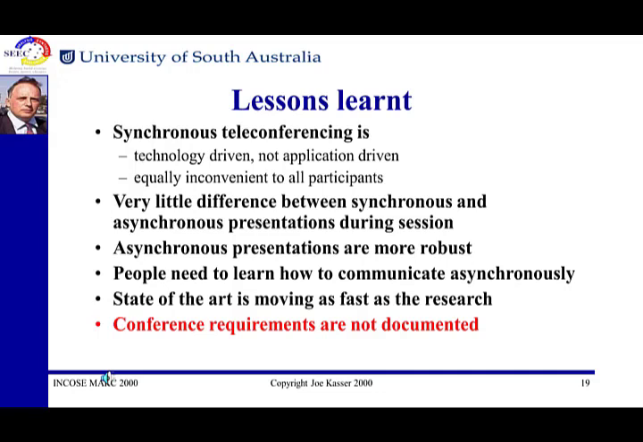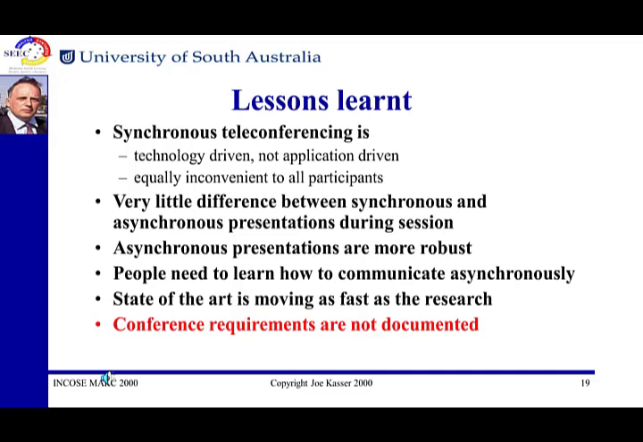Also, asynchronous presentations are more robust. If a speaker can't make it for some reason, the presentation is there ahead of time and can be given. There are no cancellations at the last minute. However, we also have to teach people how to communicate asynchronously. People are used to thinking synchronously. How many times does somebody leave a message on your answering machine that says, "I phoned, please call me back"? That's synchronous thinking. If they leave a message that says, "I called, I wanted to speak to you about 1, 2, 3, 4, think about A, B, C, D, and then get back to me," now we're communicating asynchronously.